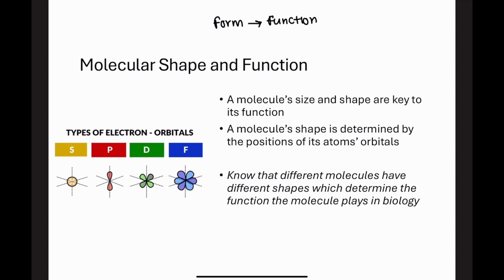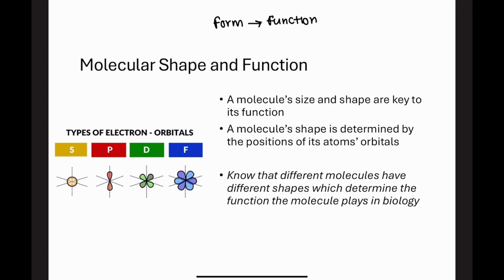And the shape of a molecule is going to be a determinant of its function within a cell. A molecule that has two atoms is always going to be linear. However, most molecules that have more than two atoms have a more complex shape. The shape of these molecules is determined by the positions of the regions where electrons are most likely to be found. It's called the orbitals.